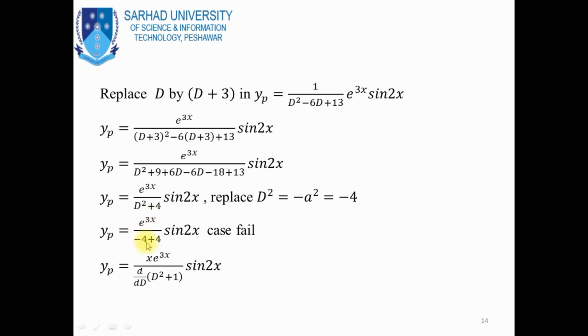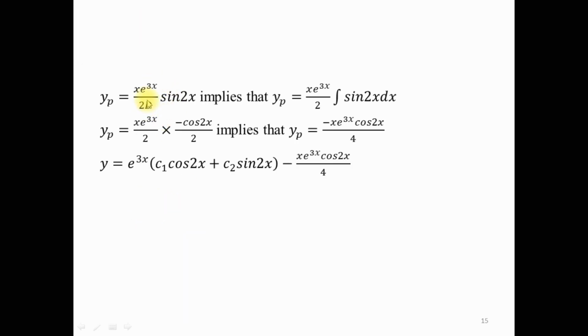Now taking the derivative of this D^2 plus 4, you see over here, and multiplying the function with x, and taking the derivative of D^2 plus 4. So the derivative of D^2 is 2D and the derivative of 4 is 0. Now 1 over D means the integration of sin 2x. So x into e^(3x) divided by 2, the integration of sin 2x. The integration of sin 2x is minus cos 2x divided by 2, and this implies that the particular solution is minus x e^(3x) cos 2x divided by 4.